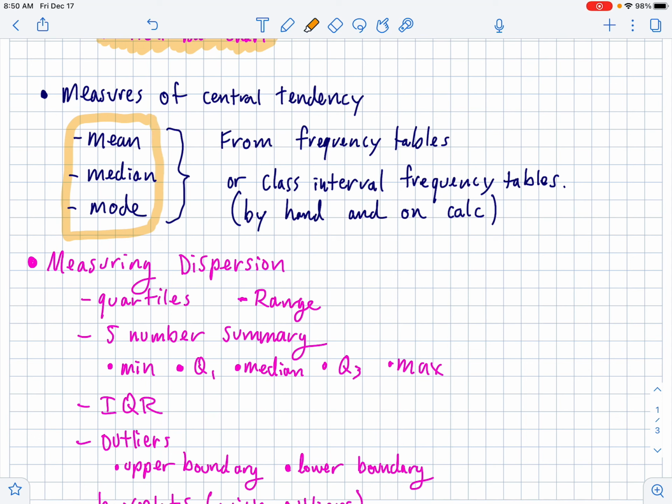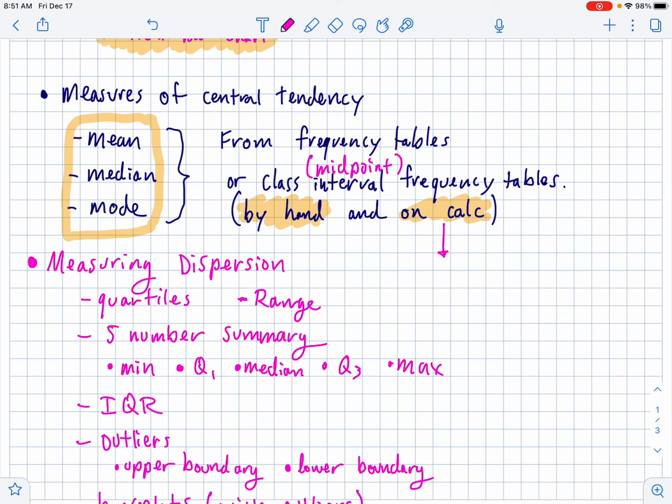Measures of central tendency. These are the ones that you've probably seen before, mean, median, and mode, but we started doing them from more advanced viewpoints. I would know how to find mean, median, and mode from a frequency table or a class interval frequency table. Remember, if you have a class interval frequency table, you may have to use a midpoint of the interval. Know how to find them by hand and on a calculator.